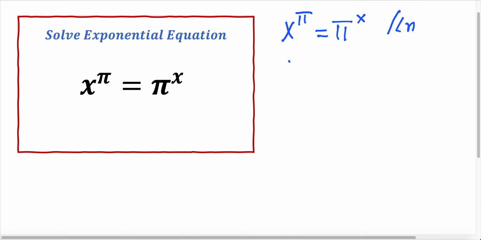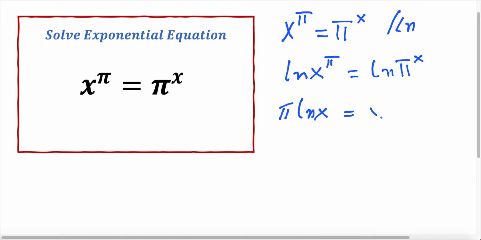If I'm taking ln of both sides, we have ln of x to the exponent pi is equal to ln of pi to the exponent x. And according to the logs with exponents, we can write the exponent as a multiplier. We can write pi ln x is equal to x ln pi. And now we can divide both sides by x times pi.